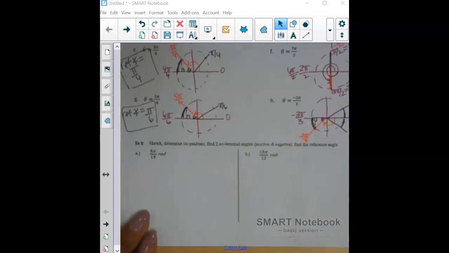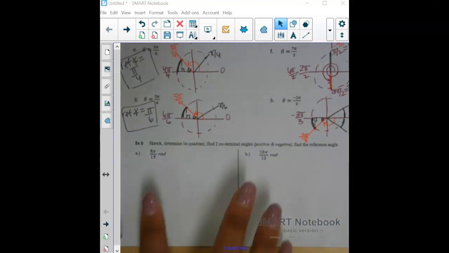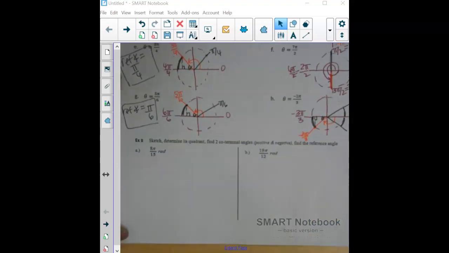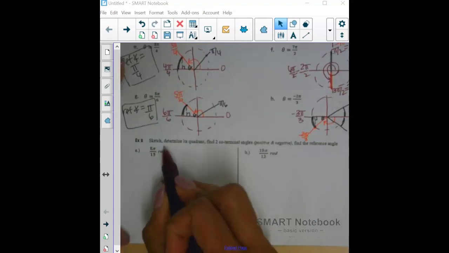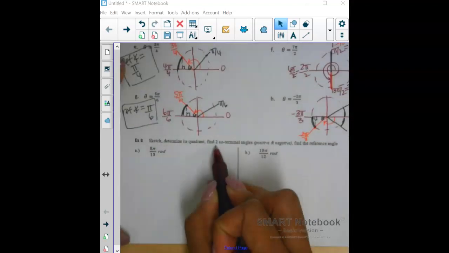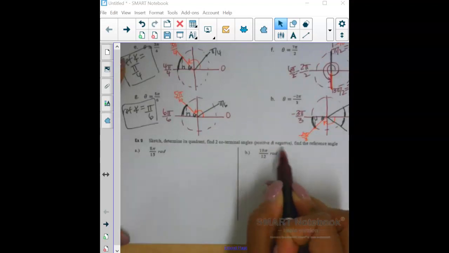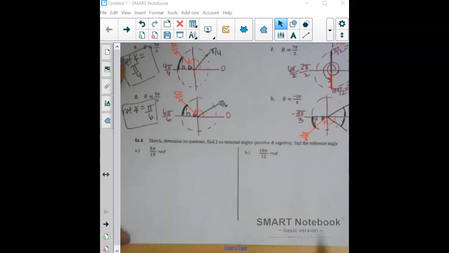All right, last bit. Let's look at example 2. So we're going to look at letters A and B. I'm going to do letter A. You're going to do letter B. So for letter A, the first thing we need to do is sketch and determine its quadrant, find 2 coterminal angles, one positive, one negative, and find a reference angle.